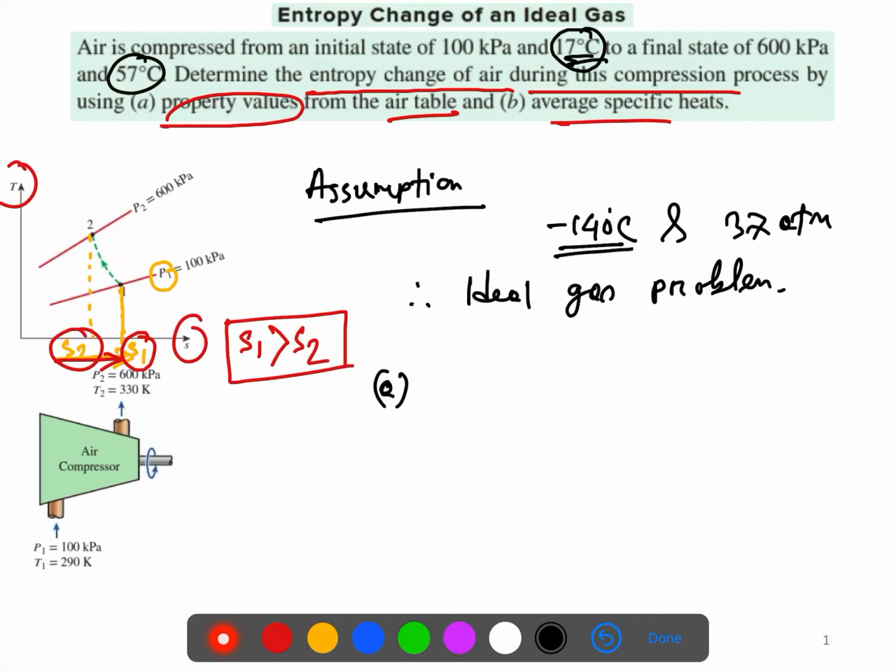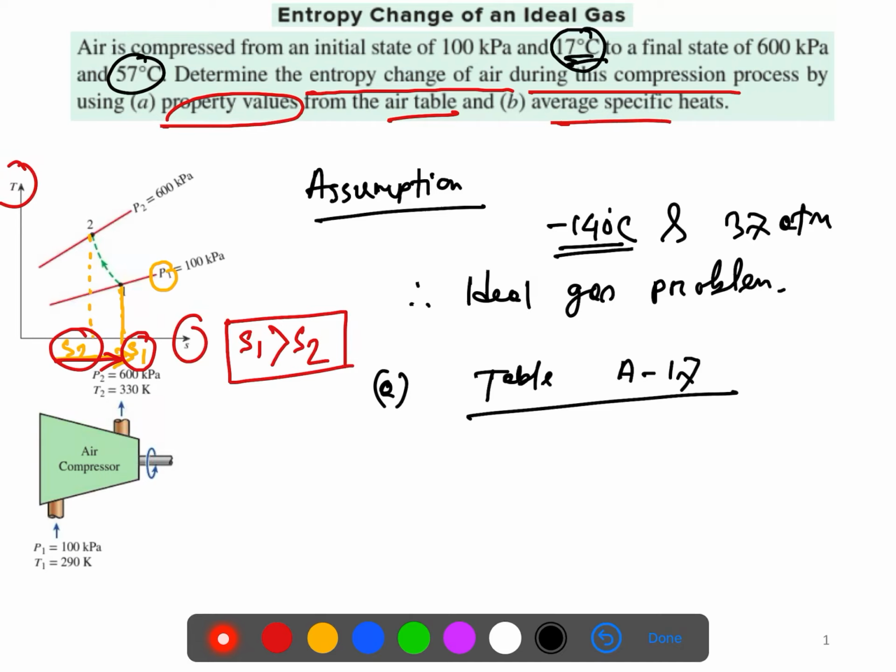So when we use the air properties from the air table, I said we can use the table A17. I will show you later. And we already derived some expressions for the entropy changes for ideal gas. So you will get two different problems. One is the constant specific heat, another one is variable specific heat. This is actually some exact analysis.